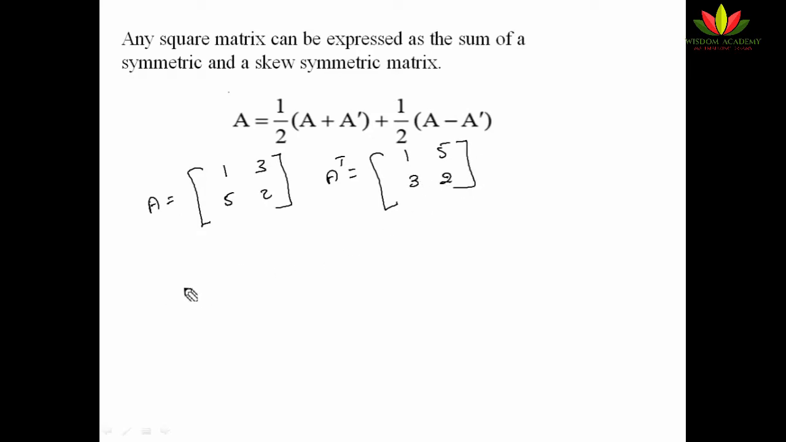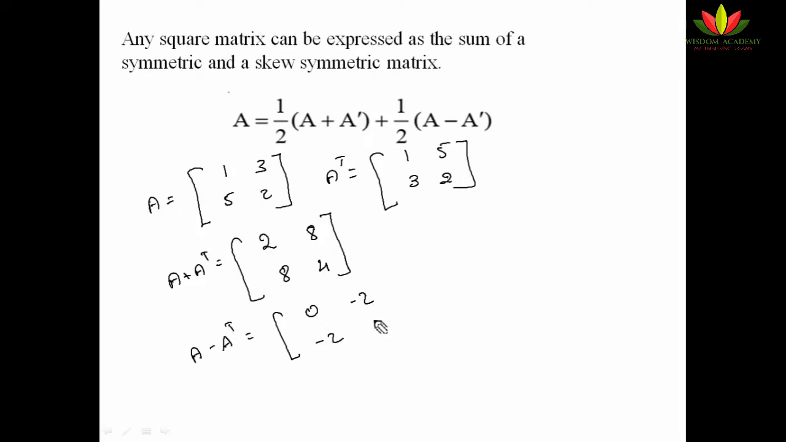Right. So what I am going to do is, first I am going to generate the symmetric matrix by adding these two. By adding these two, what will I get? 2, 8, 8, 4. Okay, this will definitely be a symmetric matrix by our property. Then I am going to subtract to get my skew symmetric matrix. If I subtract, what will I get? 0, minus 2, minus 2, 0.